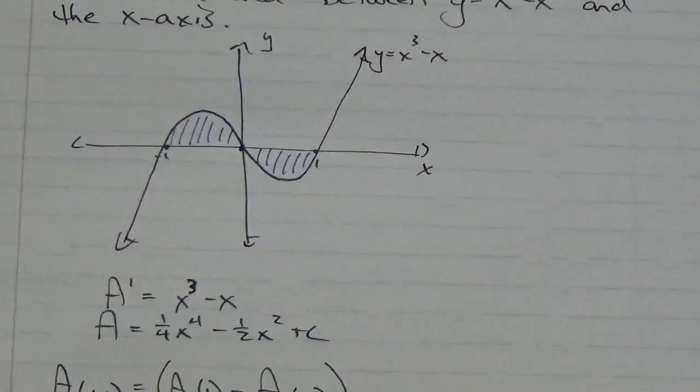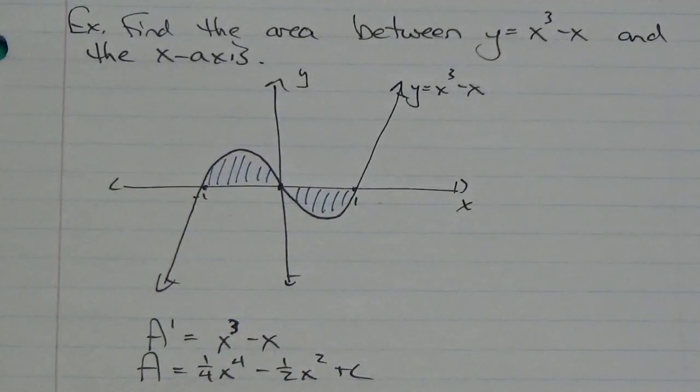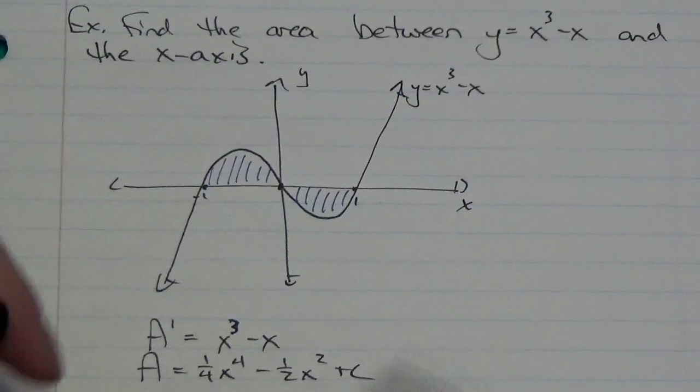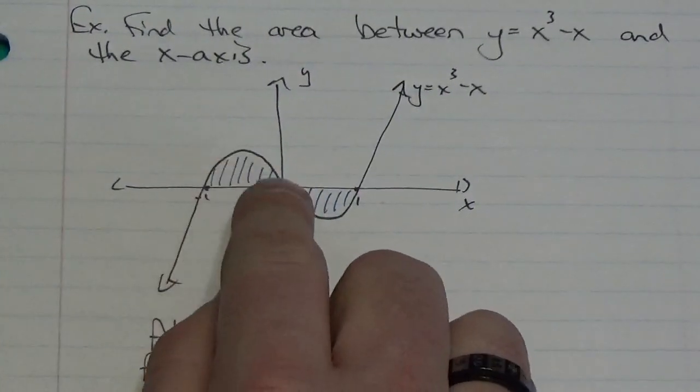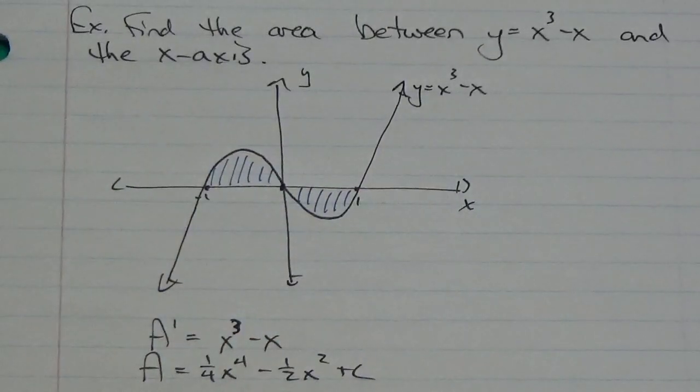So what's going on here? Because clearly there is some area outlined here. So what am I going to do? Well, what I got to recognize here is that we've got some symmetry. This little bump here and this little bump right here are exactly the same area.